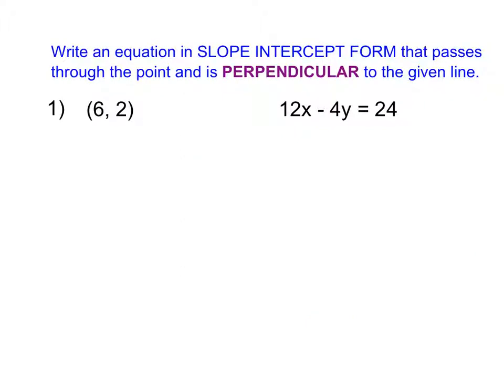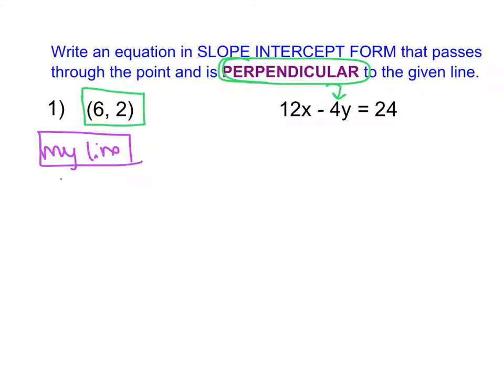In this first example, we're going to write the equation in slope-intercept form that passes through this given point here, where x is 6, y is 2, and is perpendicular to this line given right here. What we know about the line that I am writing the equation for is that it goes through the point 6, 2, and they don't give us the slope, but we can find it by utilizing our knowledge of perpendicular lines.